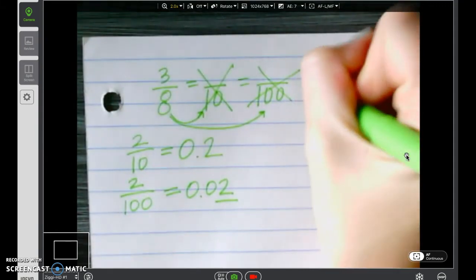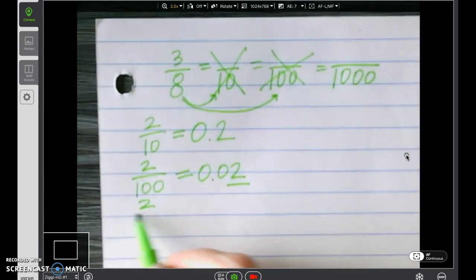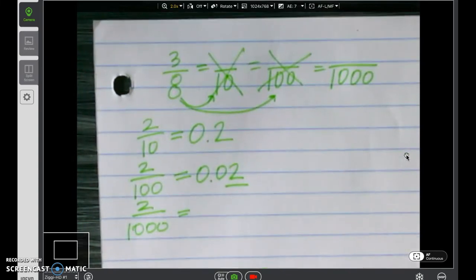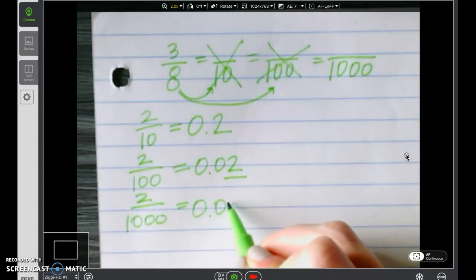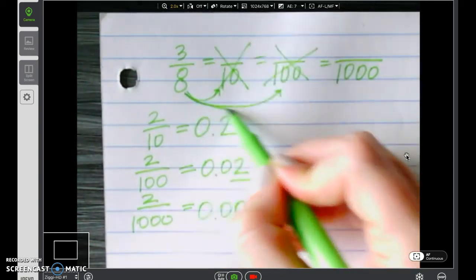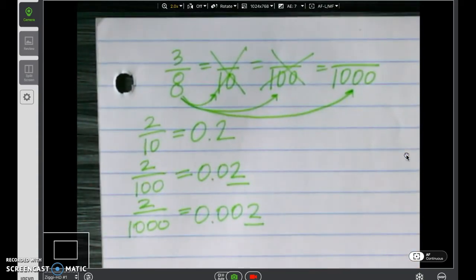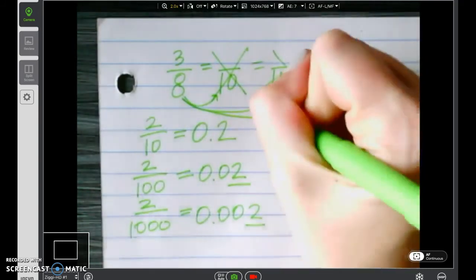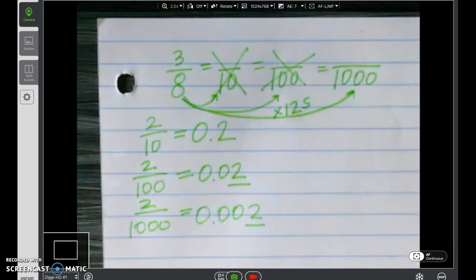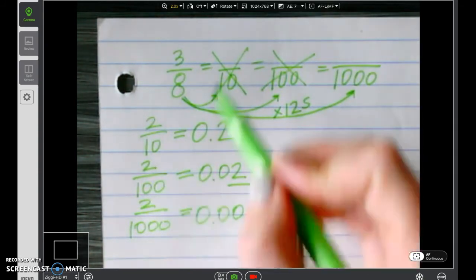8 does, however, scale up to 1,000. So if I think about having 2 thousandths, that means I have a 2 in the thousandths place, so that means I would have 0.002. So if I think about 8 scaling up to 1,000, for those of you that know this, cool. If not, then I'll show y'all how else we can do 3/8. But if we know that 8 goes into 1,000, it goes in 125 times. So I can multiply 8 by 125 to get to 1,000.